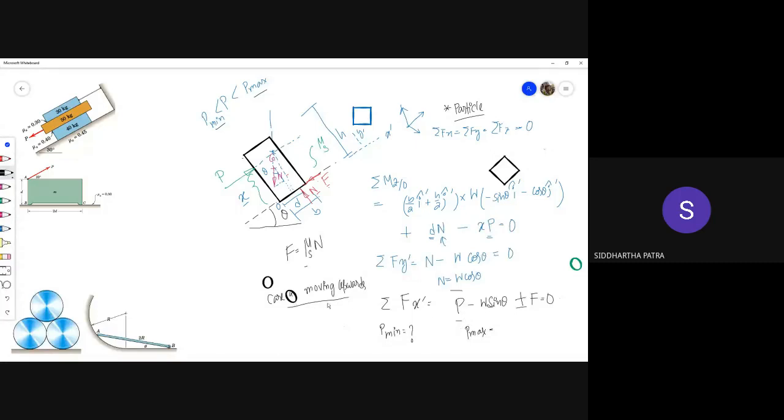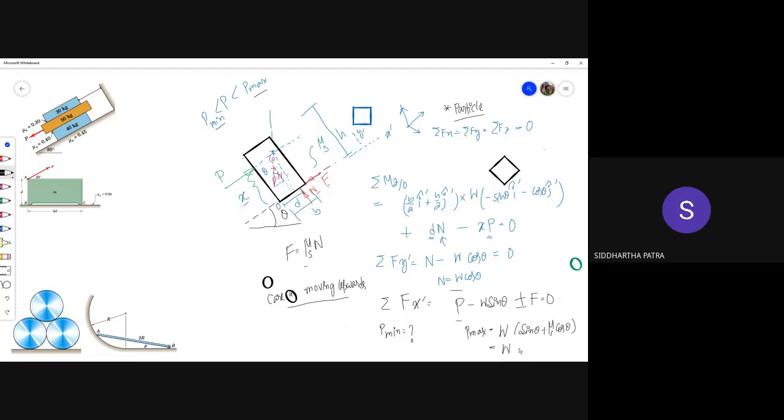So consider the case A where you are trying to push it upwards, and as you mentioned, P max turns out to be W times sine theta plus mu cos theta. Sorry? The value of X is known, sir. Value of X is not known. You can imagine the value of X is known, so you are doing everything symbolically. Okay, so try to get the expression for D in terms of X.